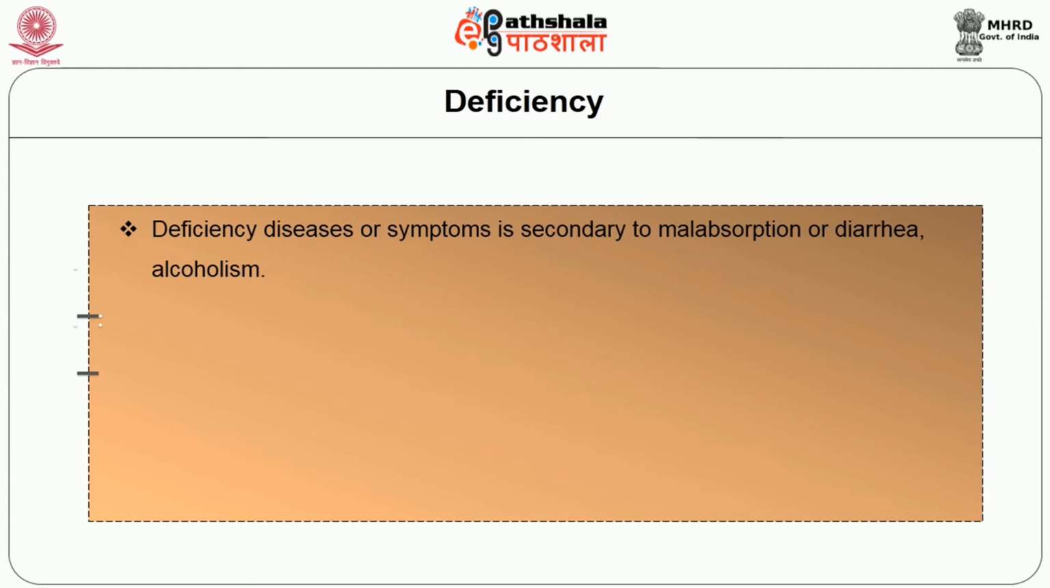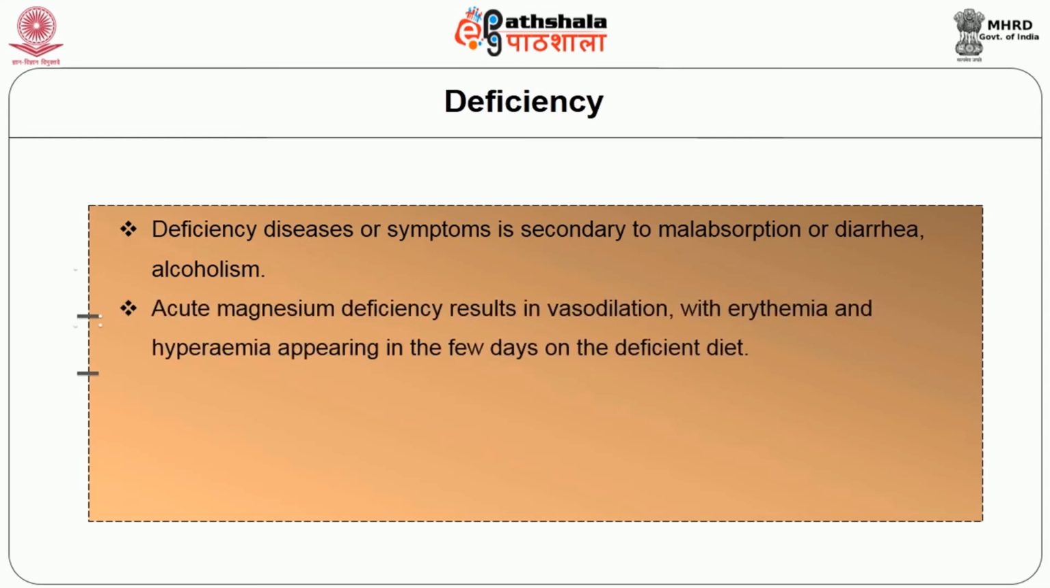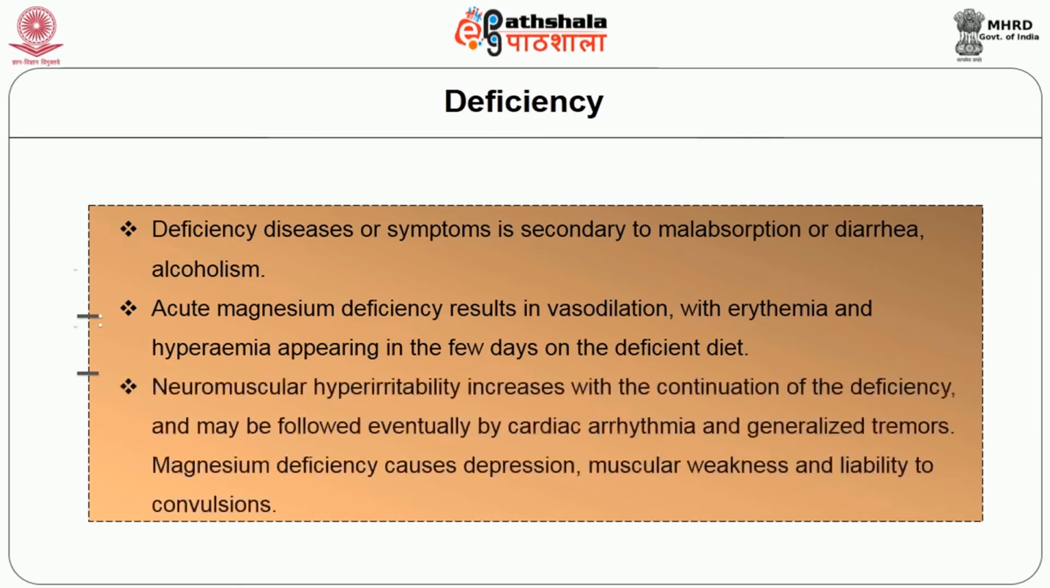Deficiency diseases or symptoms are secondary to malabsorption, diarrhea and alcoholism. Acute magnesium deficiency results in vasodilation with erythema and hyperemia appearing in a few days on the deficient diet. Neuromuscular hyperirritability increases with the continuation of the deficiency and may be followed eventually by cardiac arrhythmia and generalized tremors. Magnesium deficiency causes depression, muscular weakness, and liability to convulsions.